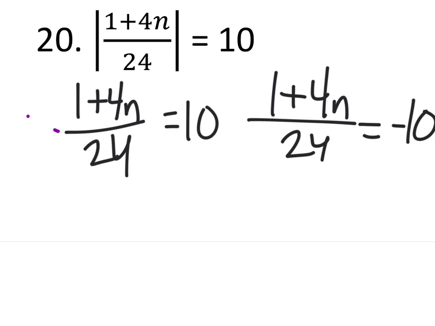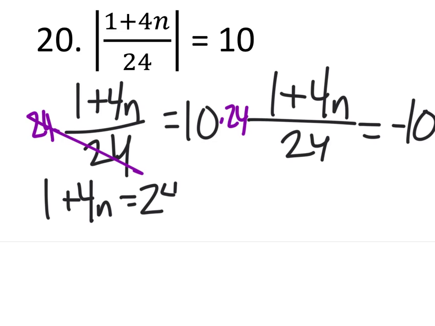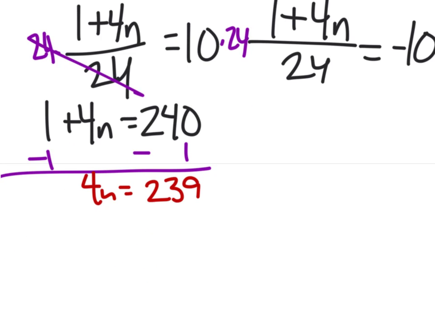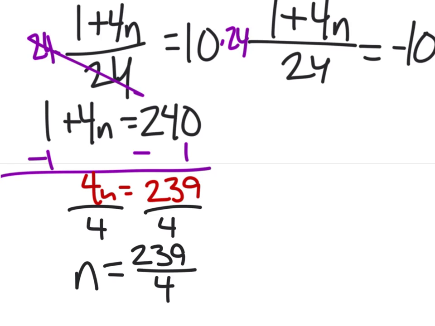All right, so multiplying both sides by 24 on this one. I'm going to solve this one first all by itself. These cancel out, and we have 1 plus 4n equals 240. Subtracting 1 gives us 4n equals 239. That's not going to go into 4 anyways. But if I divide by 4 on both sides, I get my answer, 239 fourths. There's my first answer. Let's go and look at that second one.